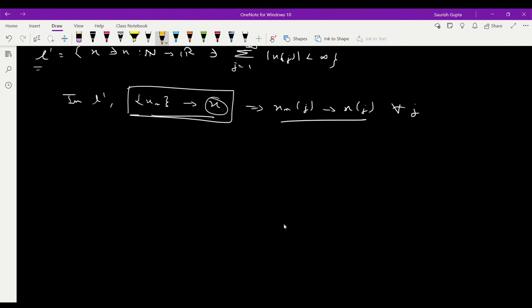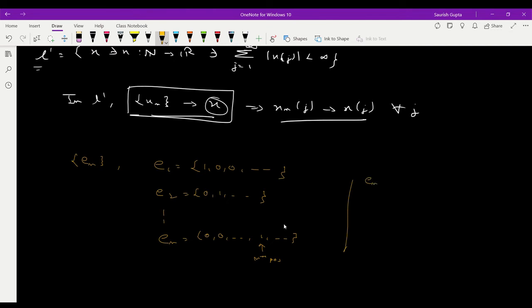It is pretty simple. Suppose you take this sequence En. What is En? En is the identity sequence. So E1 is basically this sequence 1 0 0 and so on. E2 is 0 1 0 and so on. Similarly, En is 0 0 1, with 1 at the nth position. So from here it is clearly visible that Enj tends to 0 for all natural numbers j. But what is the distance between En and 0? It is basically the norm of En, which is basically 1, right? For all natural numbers n.